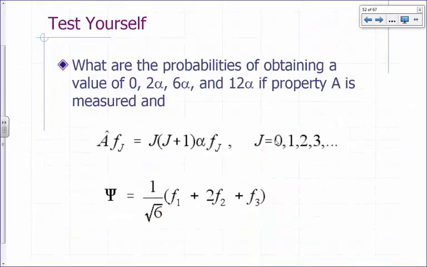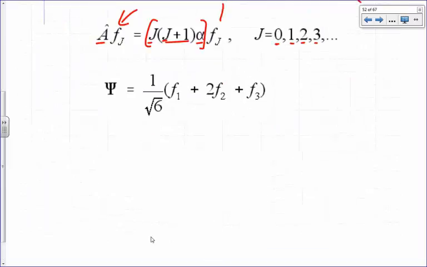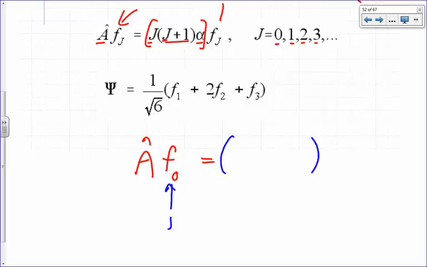So let's illustrate that with a simple example. Let's say the eigenfunctions of A hat are f sub j, where A hat f sub j gives you back j times j plus 1 times alpha times f sub j. You notice alpha is a constant, and j is 0, 1, 2, 3, and so on. So if I were to do A hat f0, what would my eigenfunction be? What is our j this time? j equals 0. So what is 0 times 0 plus 1 times alpha?